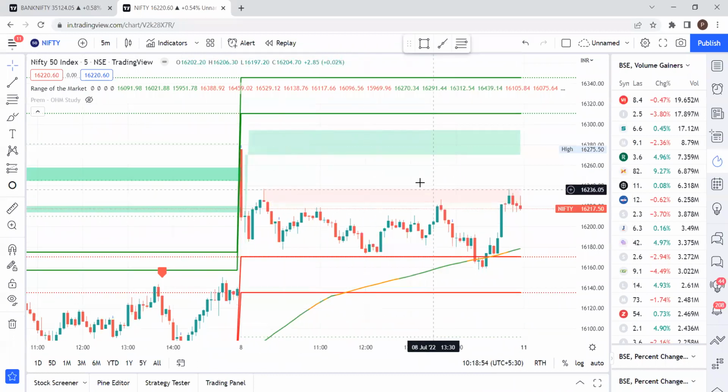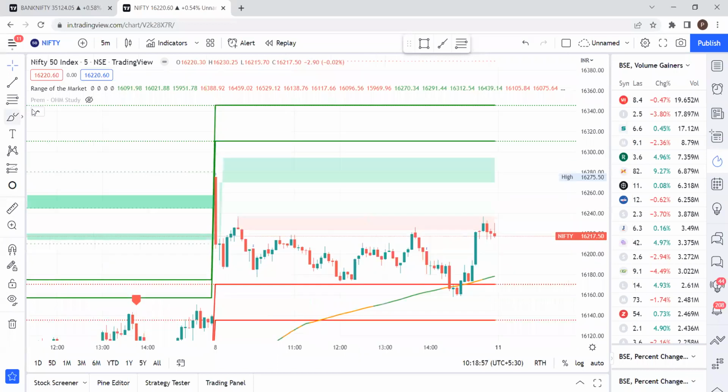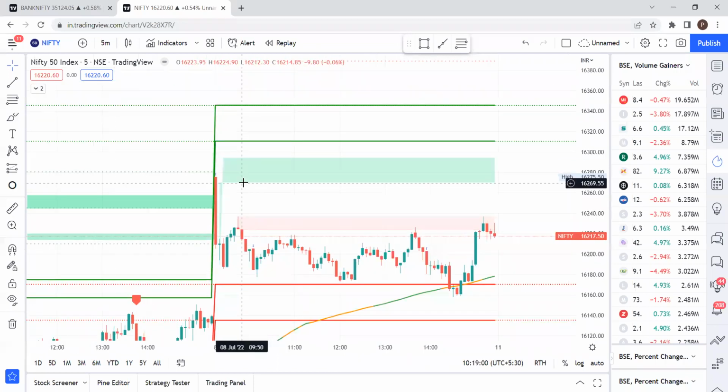So this is the range of the market. What is this range of the market all about? The range of the market is the range marked by the institutional players. That means this is an indication that the institutional players want to book their profits, because they don't want to get carried away. If they short it, they will cover it at some point of time, and if they go long, they will take profit at a particular instance. So these two green levels and these two red levels are the main area where most of the trades are going to happen.